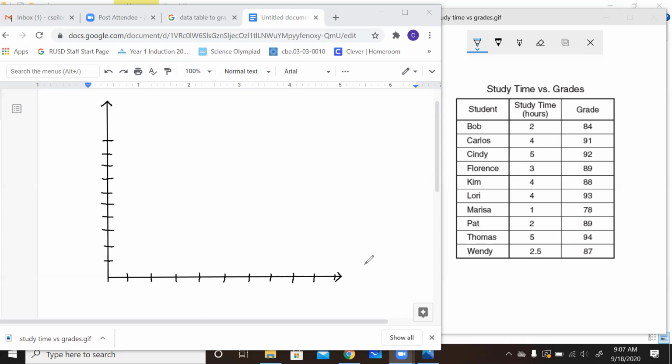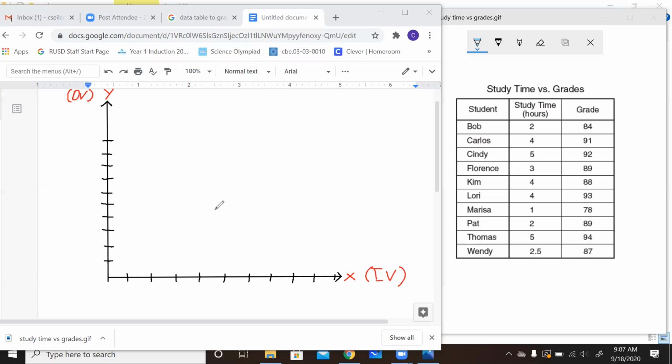So the first thing that we need to do is decide what our x-axis and what our y-axis are going to be. Now, for those of you that don't know, this axis, the horizontal one, is an x, and the vertical one up here is a y. When you are graphing, your independent variable should always go on your x, and your dependent variable should always go on your y.